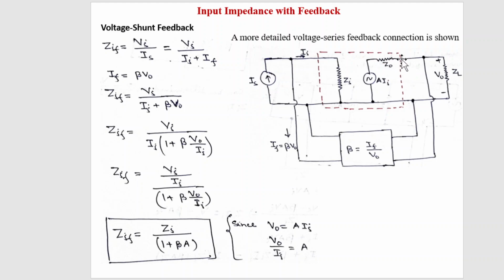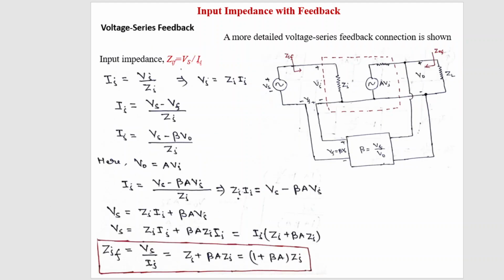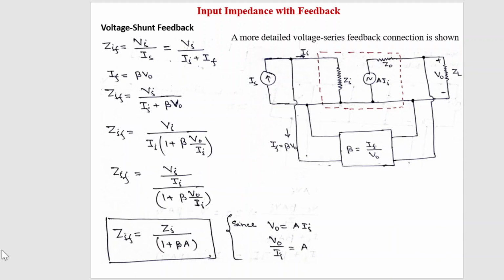This ZO, as you saw in the previous case also, here ZO is there, and here we have a voltage source. So this ZO corresponds to the output impedance. So here also this ZO corresponds to the output impedance, and here this is a current source. Okay. So in this case, let us try to calculate the input impedance for the voltage shunt network.